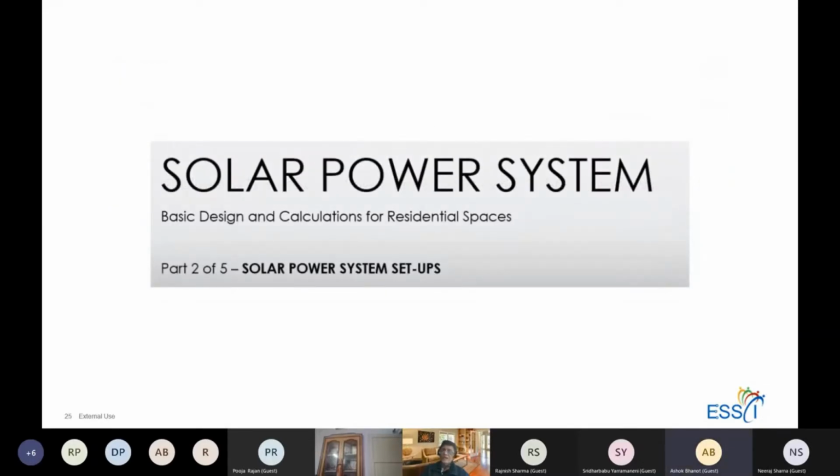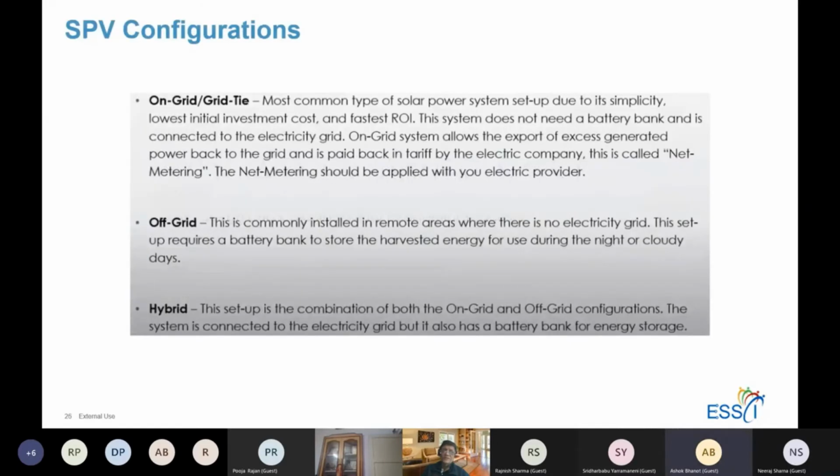So we are typically covering three types of SPV systems today. One is the on-grid or grid-tied design, and this design is the most common. It is the one which gives you the fastest return on investment because it doesn't have a battery. You just feed the energy that you generate back into the grid, and as long as the grid is operational, it will be operating. If the grid goes down, if there is a blackout on the grid side, the grid tie solar PV will shut down.